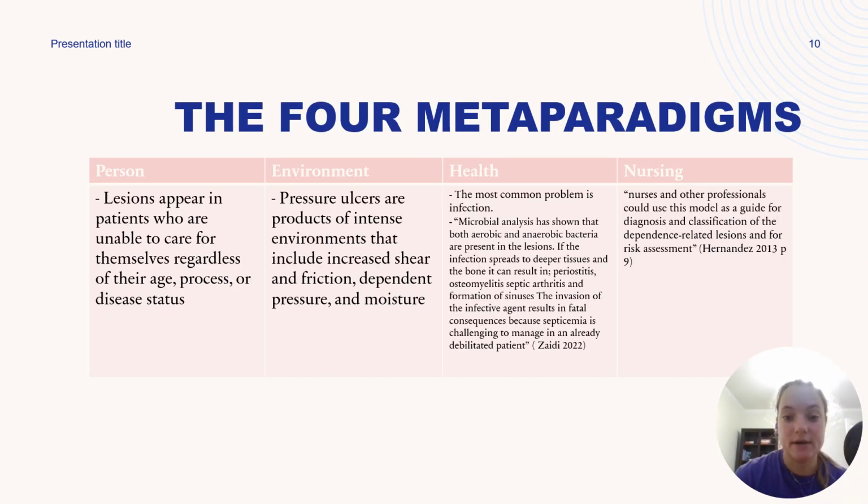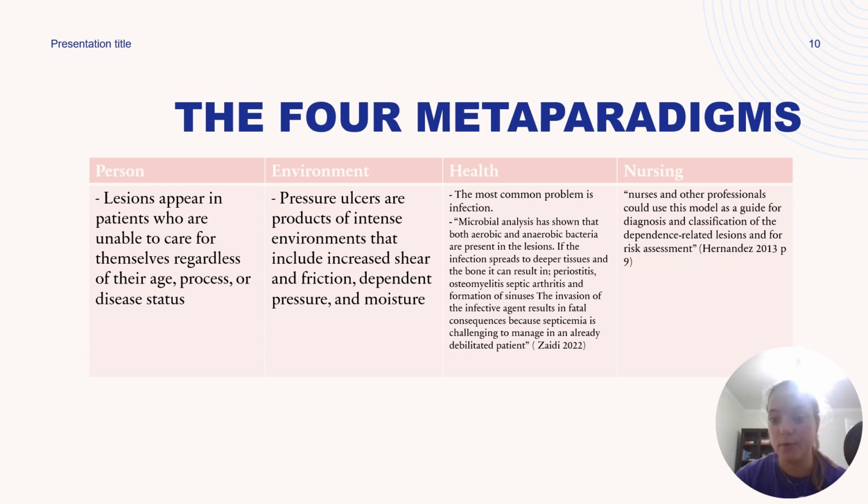So the 4 meta paradigms are person, environment, health, and nursing, and I've shown how they relate to my theory. Lesions can appear in patients who are unable to care for themselves regardless of their age, process, or disease status, and pressure ulcers are products of intense environments that include increased shear and friction and are dependent on pressure and moisture. So for health, the most common problem is infection.